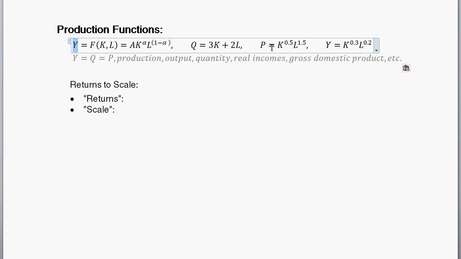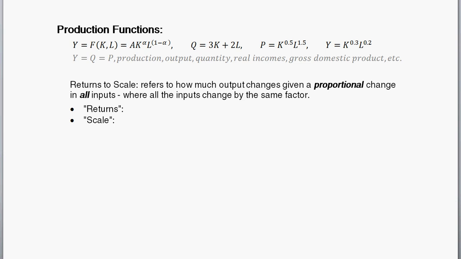Okay, so starting with the production function, we can now talk about returns to scale. Returns to scale refers to how much output, Y, changes given a proportional change in all the inputs, where all the inputs change by the same factor. Let me write that down. Returns is how much output changes. And then scale refers to a proportional change in all of the factors.